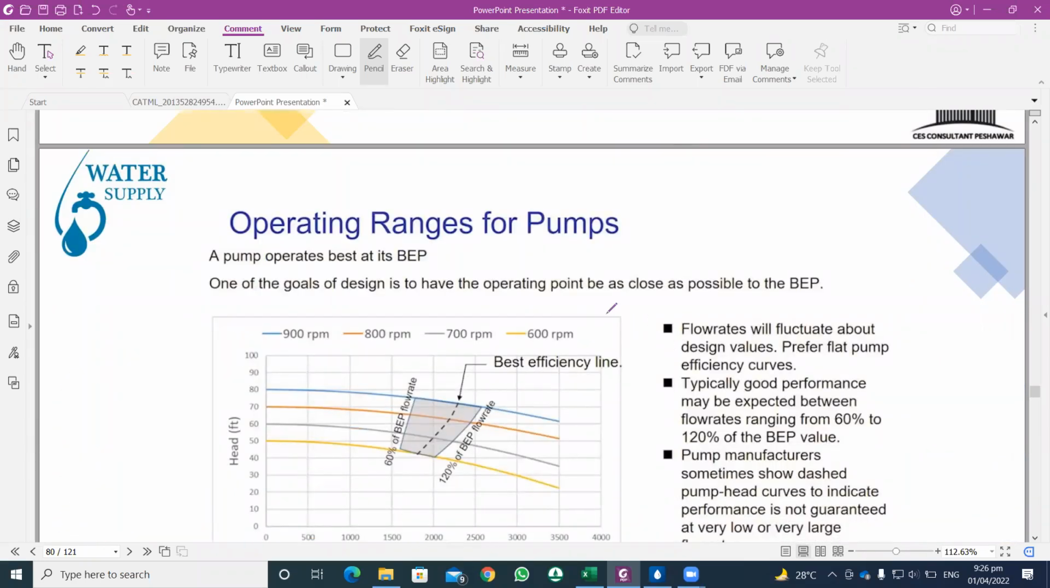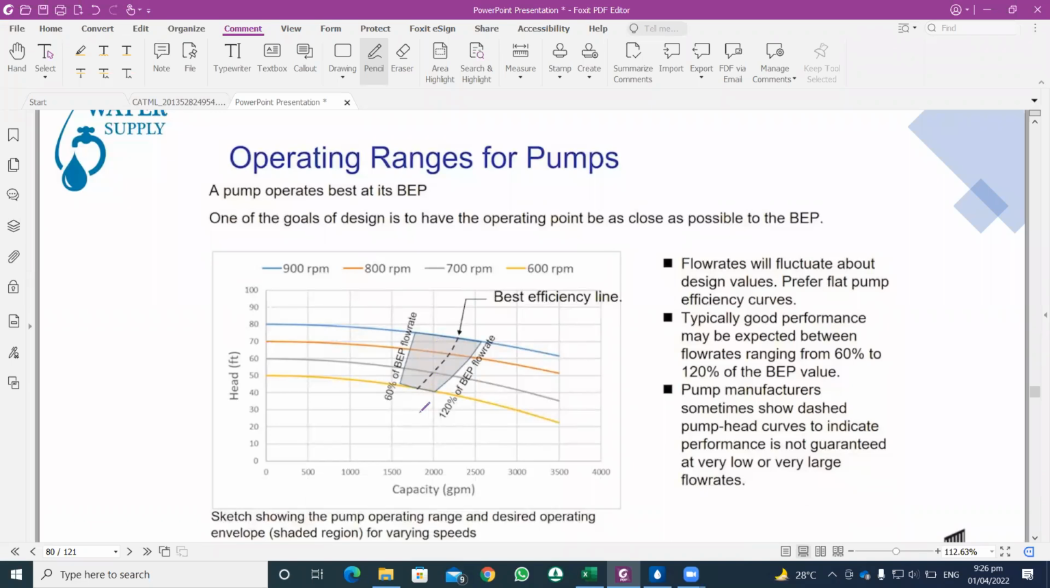Operating range is considered because in some cases there are pumps available which operate at different speeds. So the manufacturer provides a range for a pump: for values less than 60% of the best efficiency point, and greater than 120% of the best efficiency point, the pump will not work properly. Therefore, the range provided by the manufacturer is the region in which the pump should operate in order to get the best efficiency.